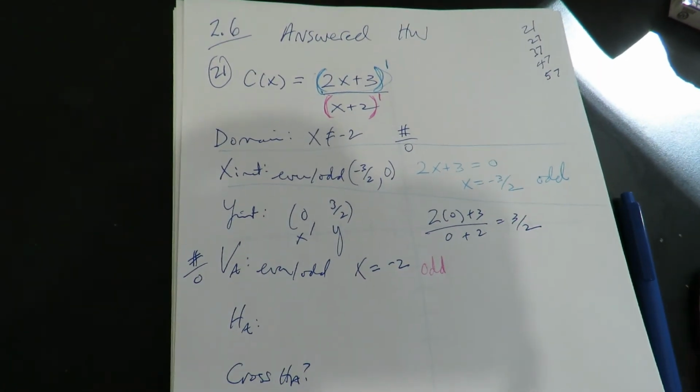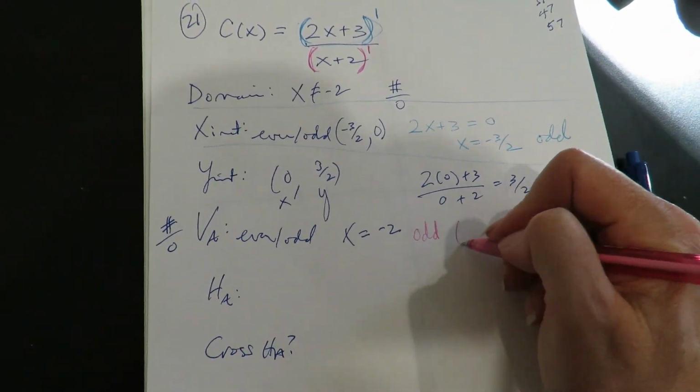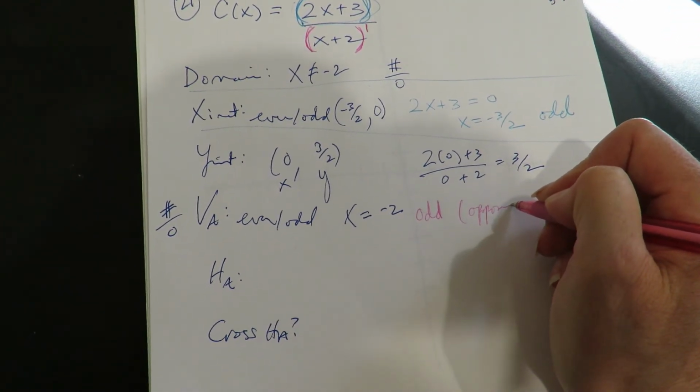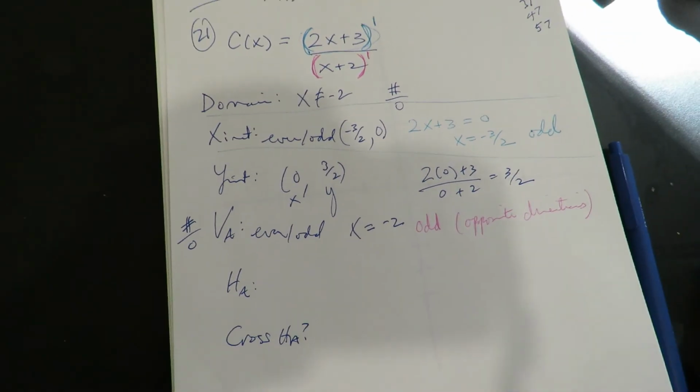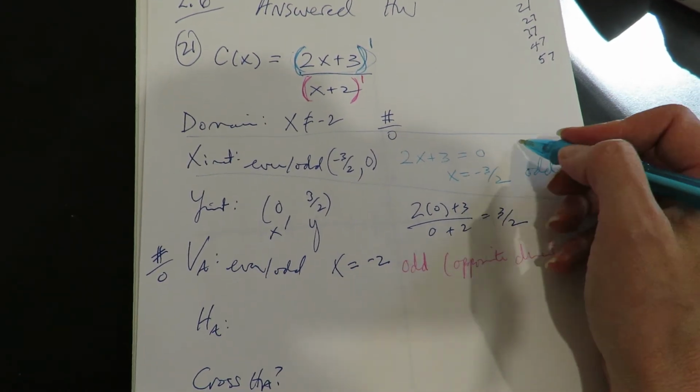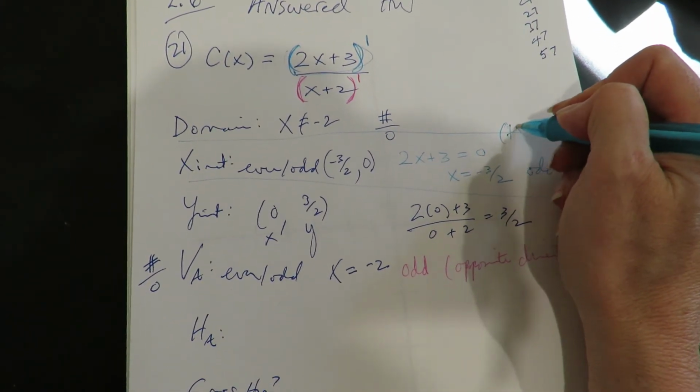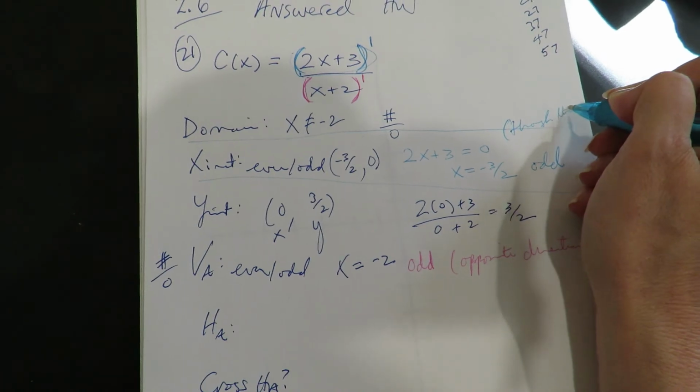Let's just go back over even and odd. For VA, odd means it goes in opposite directions around the VA. Even means it goes in the same direction. And an odd x-intercept means that it goes through the x-axis.